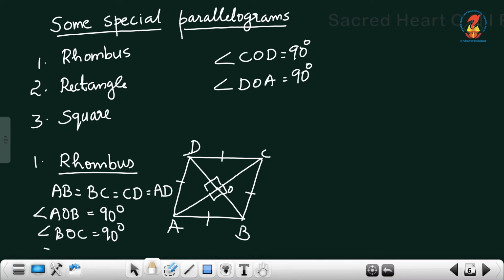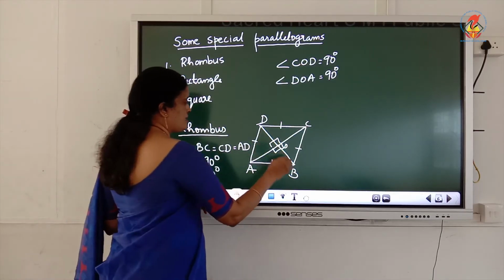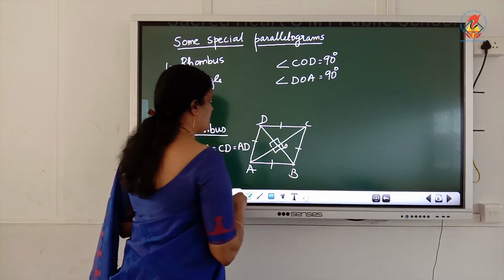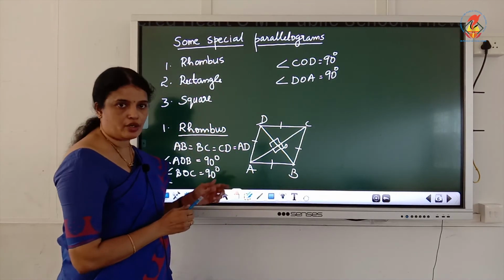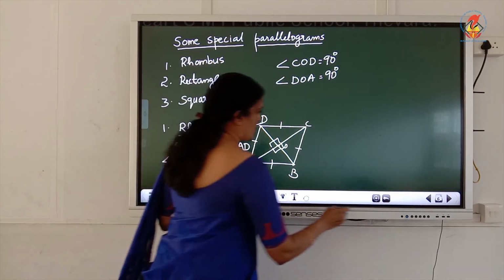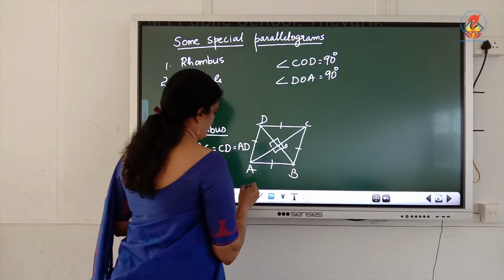This type of parallelograms are called rhombus. All sides are equal, diagonals perpendicular bisect each other. It has all the properties of parallelograms also. Next one, rectangle.